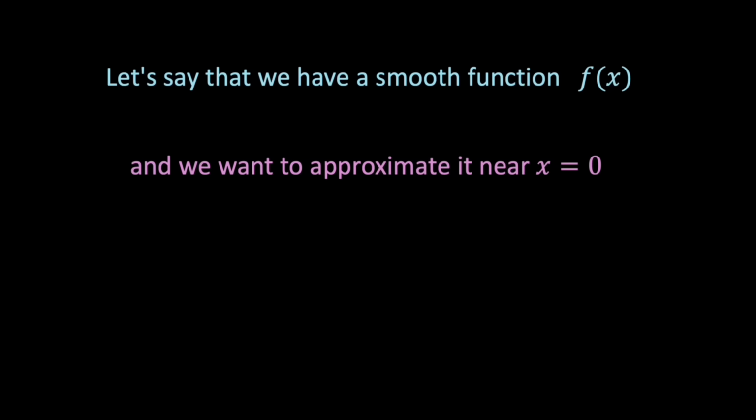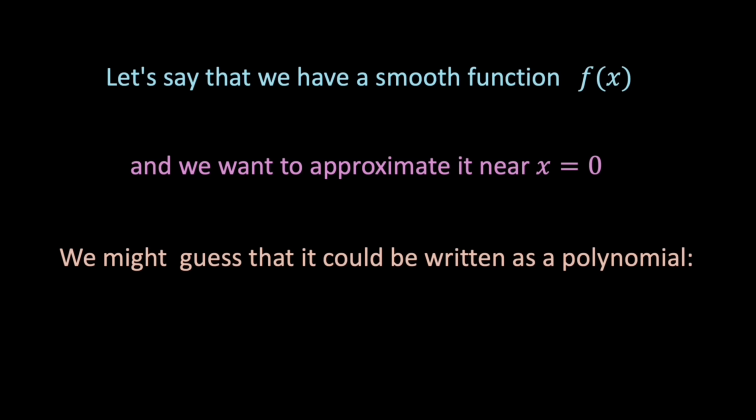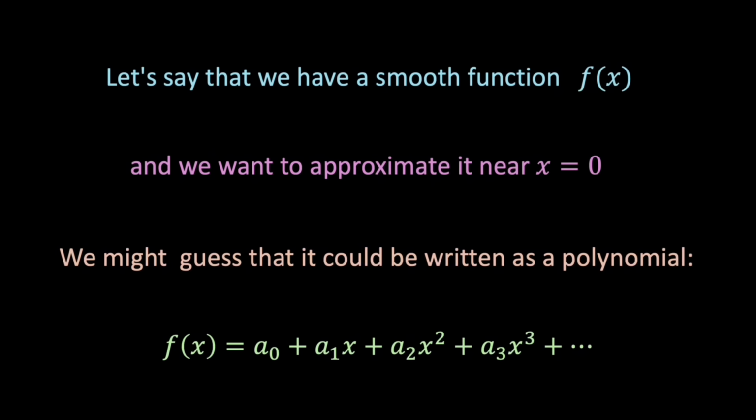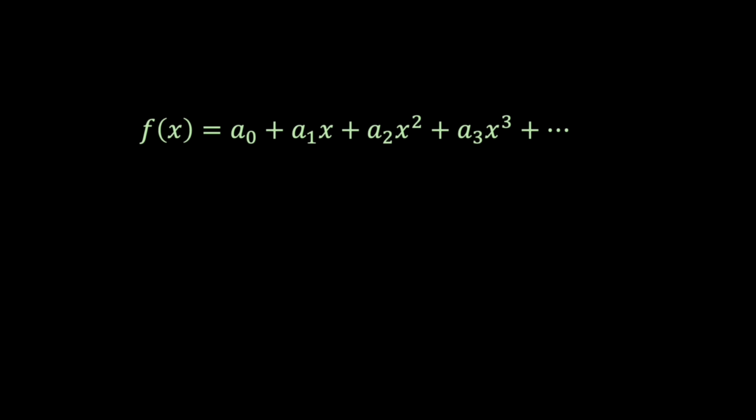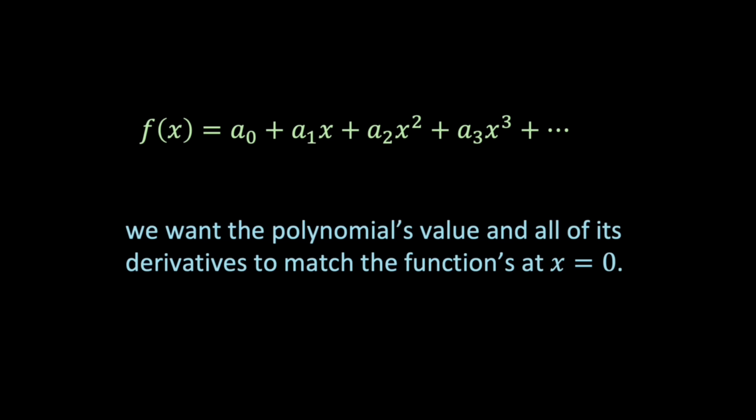Let's say that we have a smooth function f of x, and we want to approximate it near x equals 0. We might guess that it could be written as a polynomial of the following form, where a0, a1, a2, etc. are coefficients. But how would we figure out what these coefficients are? Well, we want this polynomial to match the function, not just at x equals 0, but also in how it behaves near that point. That means matching the slope, the curvature, the bend of the function. In other words, we want the polynomial's value and all of its derivatives to match the function's at x equals 0. So let's work it out.